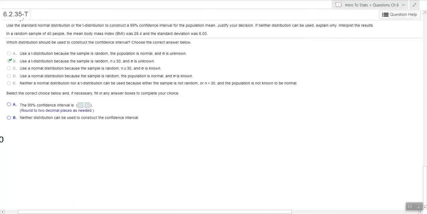6.2.35-T, meaning use technology. It says use the standard normal, so either the Z distribution or the T distribution. Okay, well, which one do we have to use? That's really the question. And it says construct a 99% confidence interval for the population mean. So C is 0.99, because that's 99 written as a decimal, and I'm looking for the population mean, which is mu. Then it says justify your decision. If neither distribution can be used, explain why. Interpret the results in a sample.